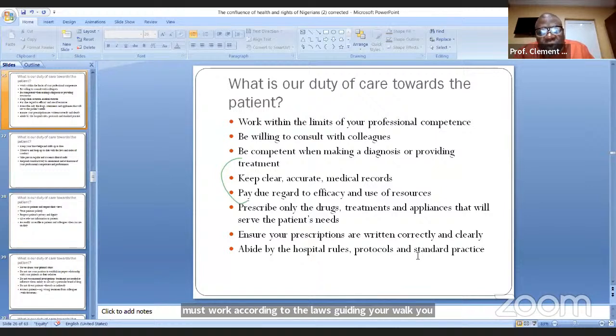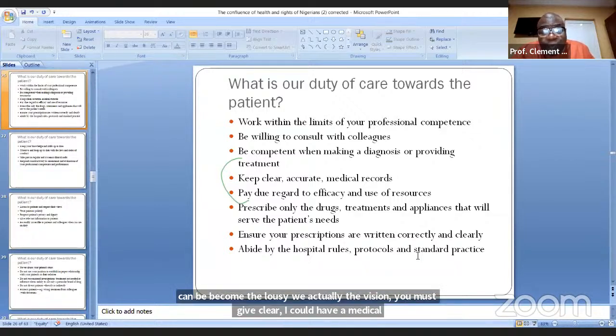You must be willing to consult with other colleagues. You must be competent. You must be competent when making your diagnosis or providing treatment. You can't be shabby. You can't be lousy when you're treating a patient. You must keep clear, accurate medical records. You must pay due regard to efficacy and use of resources.